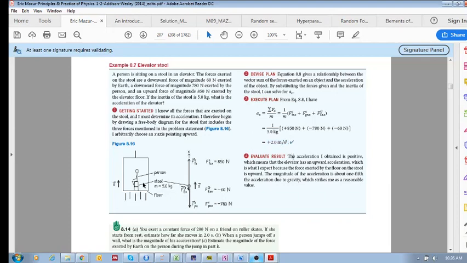That means that the person, the stool, and the elevator are all accelerating 2 meters per second squared upwards. Okay, so the elevator has an upward acceleration.